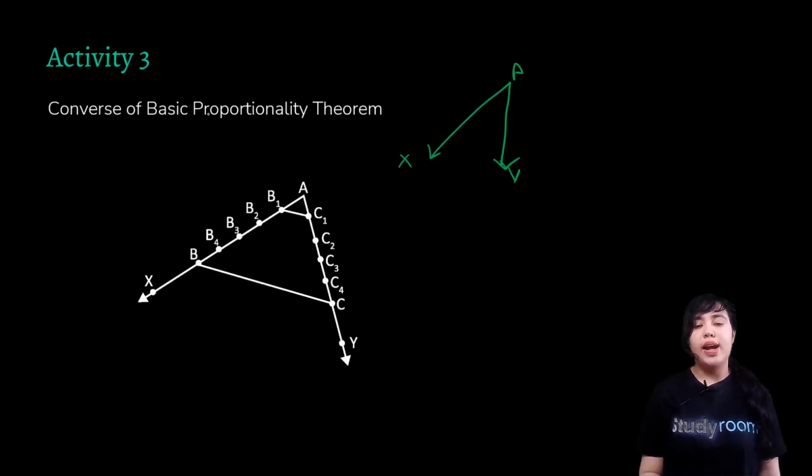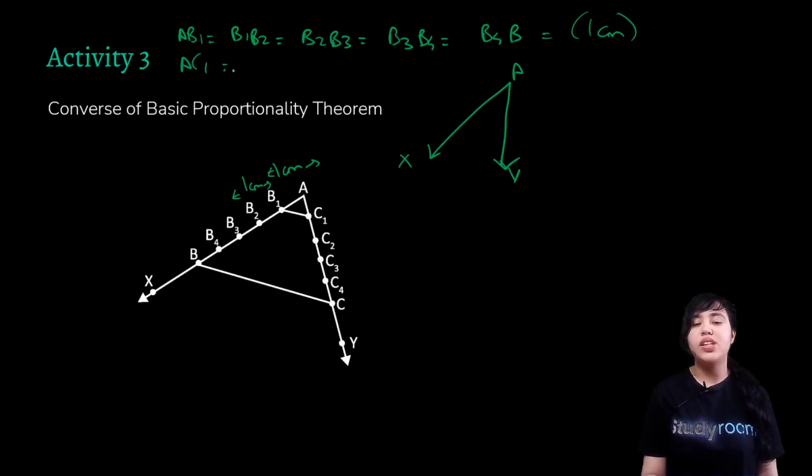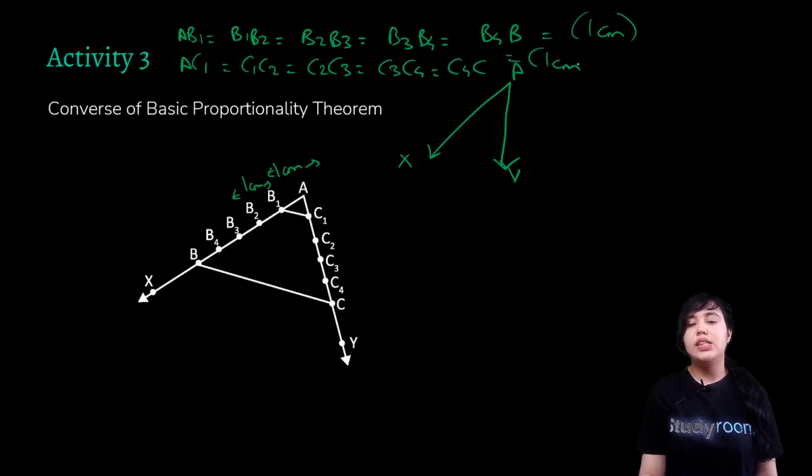What you need to keep in mind is that AB1 should be equal to B1B2, which should be equal to B2B3, which should be further equal to B3B4 and B4B. So basically these distances have to be the same. Let's again assume that the distances you're taking are 1 centimeter each. Then similarly, let's take the distances equal on the other arm as well. So AC1 should be equal to C1C2, which should be equal to C2C3, which should be equal to C3C4, and this should be equal to C4C. Let's say these distances are also equal to 1 centimeter each.